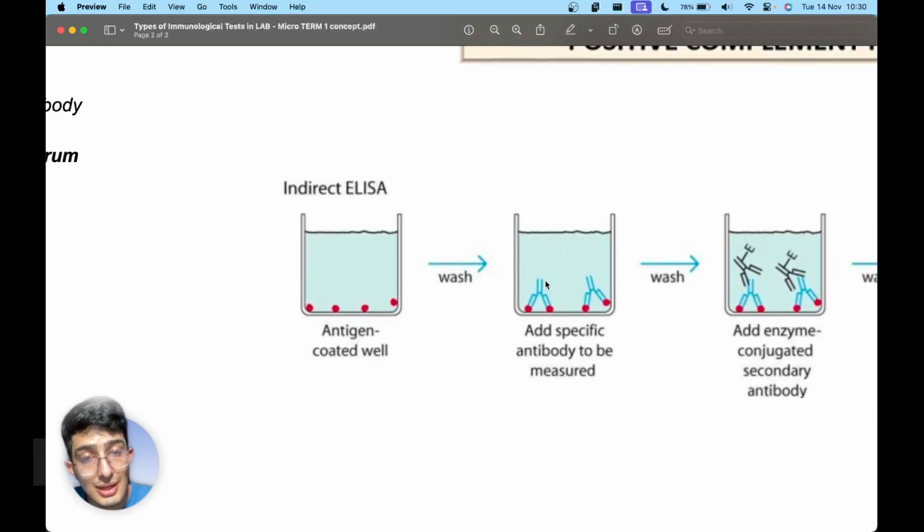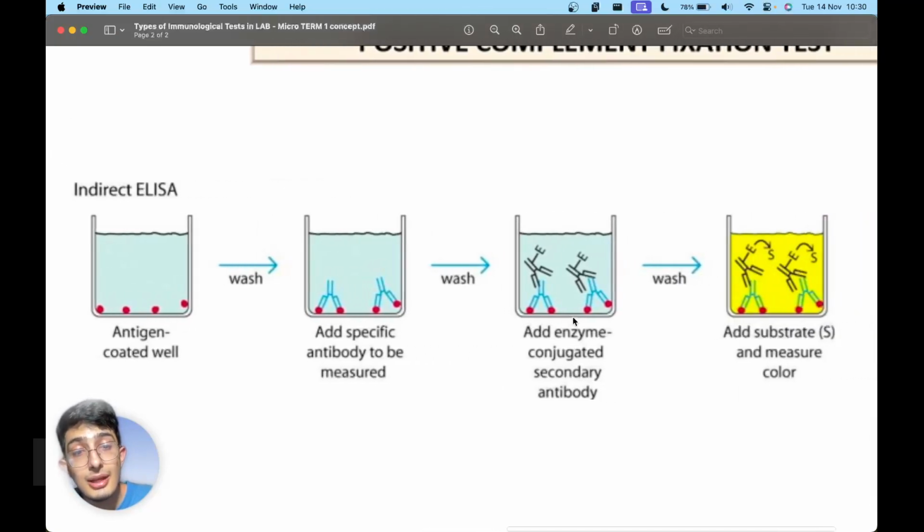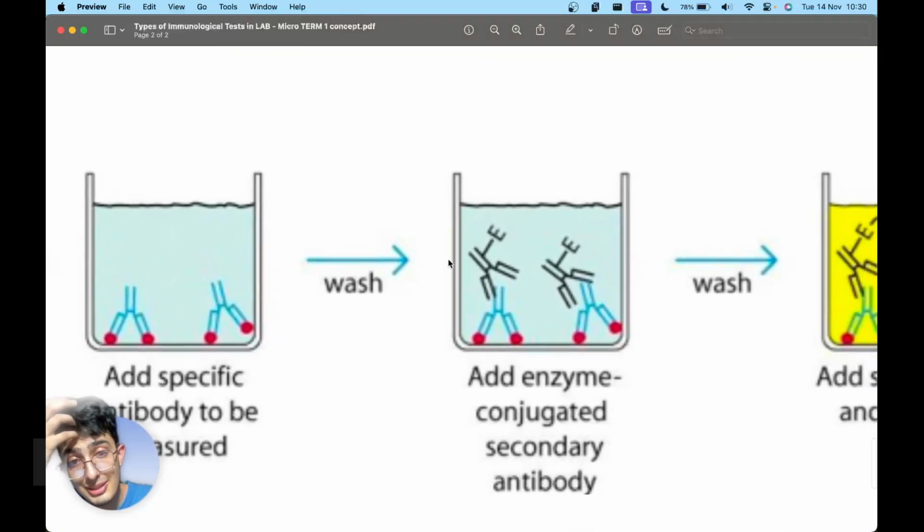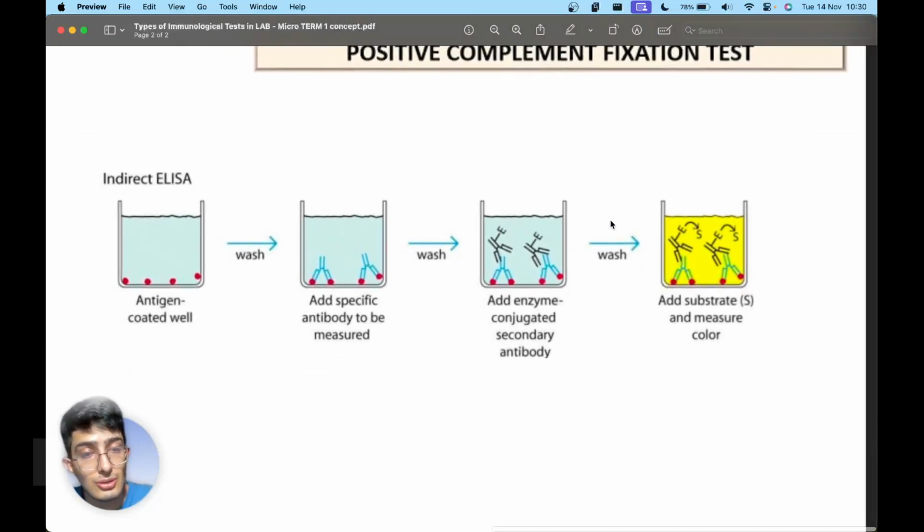So the HIV antibody will bind with the HIV antigen, forming an antigen-antibody complex. Now we will add another immunoglobulin that binds with this antigen-antibody complex. If you look closely, this immunoglobulin has an enzyme attached to it. That's why it's called enzyme linked immunosorbent assay. So this is the enzyme, and we're going to wash it.